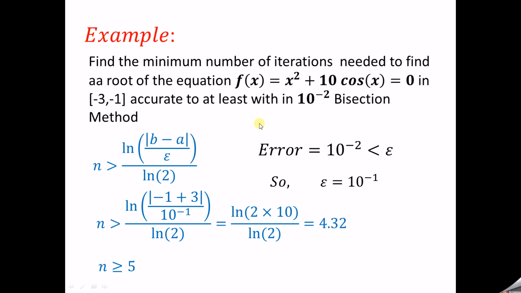So this is about the false position method we discussed, which is a combination of bisection and secant method, and thereafter we found the minimum number of iterations required to get an accuracy of epsilon in the bisection method. So with this we come to the end of this presentation.